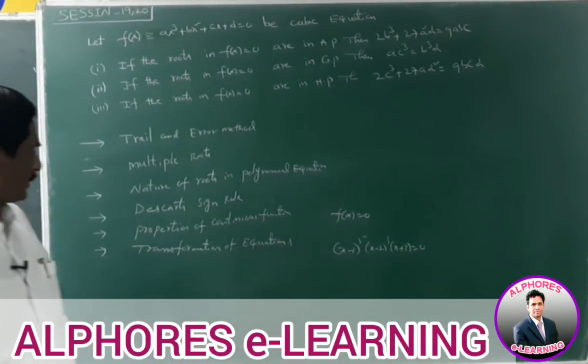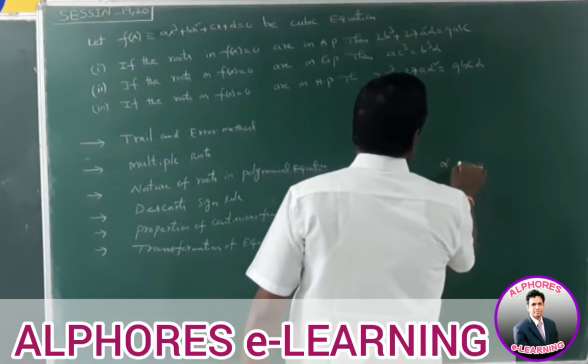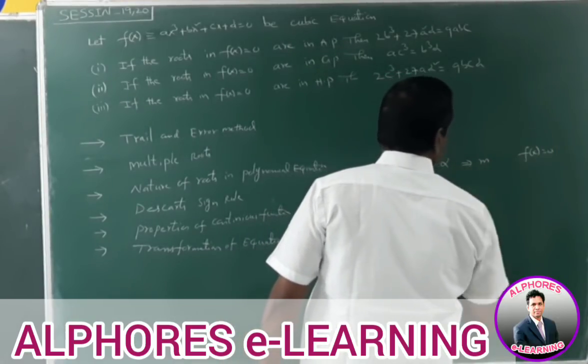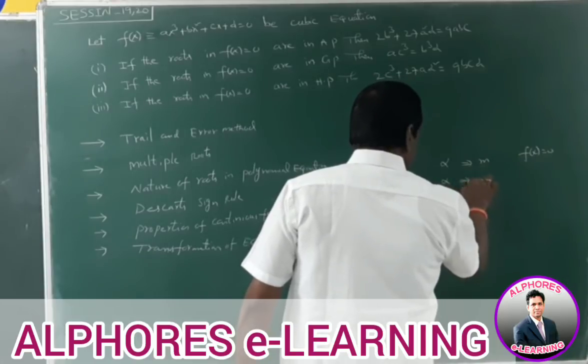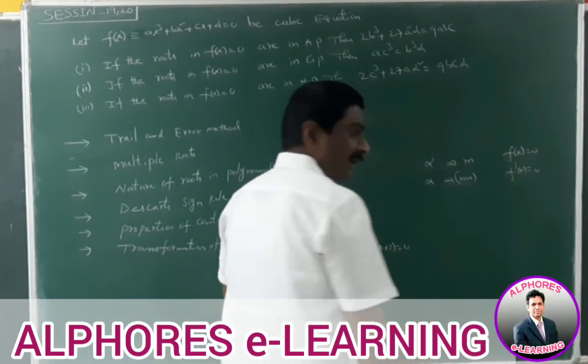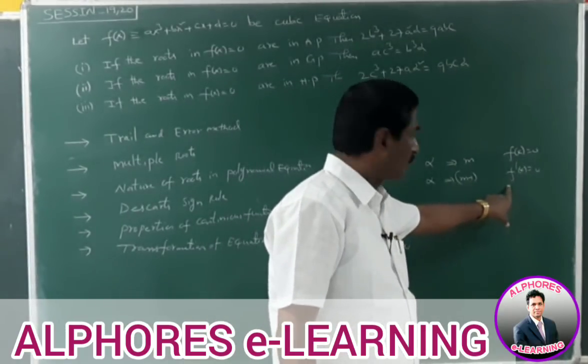Okay. Next, in multiple roots, if alpha is a multiple root of order m in f of x is equal to 0, then alpha is also a multiple root of order m minus 1 in f dash x is equal to 0. Alpha is also a multiple root of order m minus 2 in f double dash x is equal to 0, and so on.